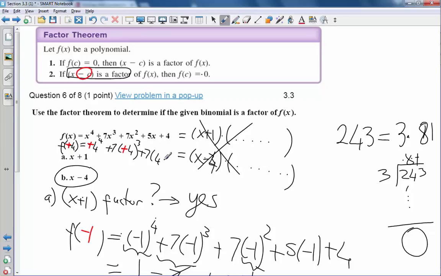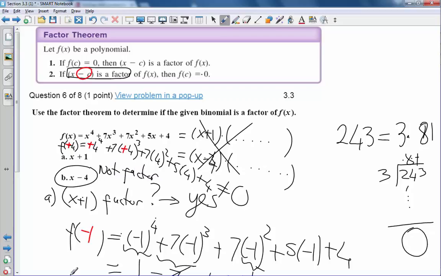7, 4 squared, 5, 4. I'm not checking this. It's ridiculous. This is not making 0 for sure. Look at this. 4 raised to the 4th power is what? 256 times another big number. Big number, big number. It's getting bigger and bigger. It's not going to make 0. Right? Obviously. So not a factor.